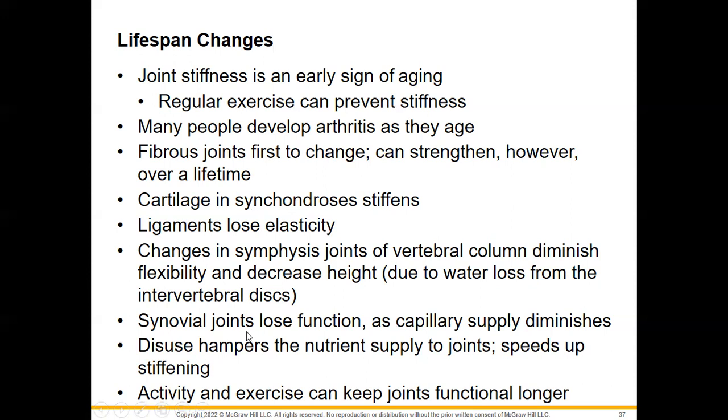Synovial joints can lose function. Their capillary supply or their blood supply can diminish, and that can cause a decrease in how quickly these can heal and repair. It can also change how much fluid is in that synovial joint or that synovial cavity that allows for the decrease in pain. When you stop using a joint, disuse of a joint hampers the nutrient supply to the joint. So remember I said that motion is lotion.